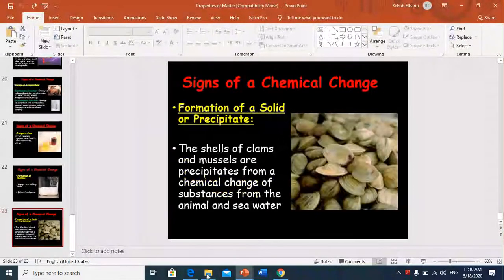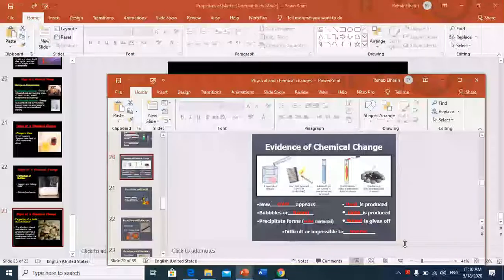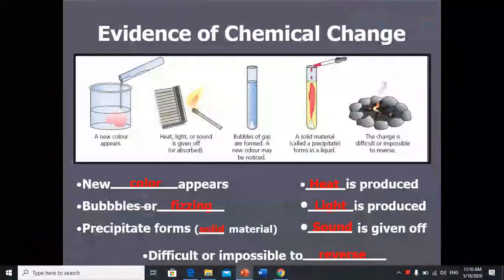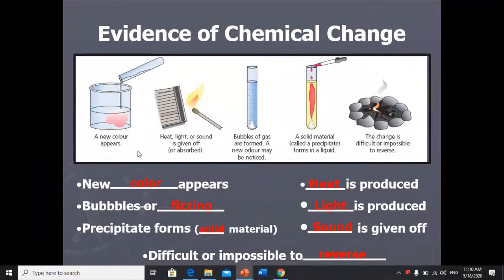And we have another slide here. You can see it also as a conclusion of this evidence. If you see a new color appear, this is a chemical reaction. If you hear a sound, or if you see light, or if you feel heat produced, this is a sign of the chemical change. If we add two substances together and after a while you find bubbles of gas formed, this is also another sign. Or if you smell a new odor, it will also be a chemical change.